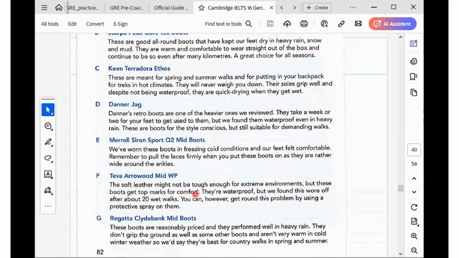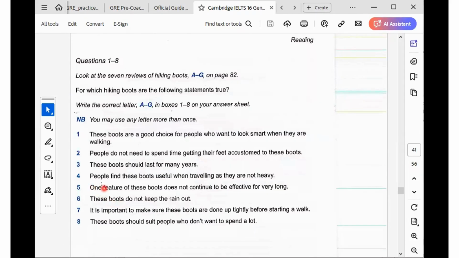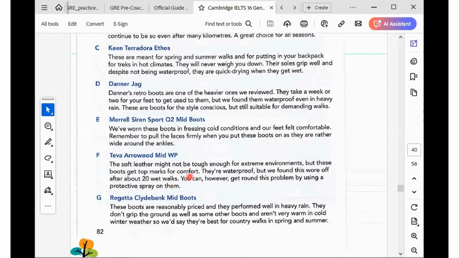marks for comfort. They are waterproof, but we found this wore off after about 20 wet walks. This waterproof feature does not last. This is a feature that does not last, that's statement number 5. One feature of these boots does not continue to be effective. That's F. Statement 5 can be matched to paragraph F. They are waterproof, but we found that this wore off. In other words, the waterproof feature wears off after 20 wet walks.